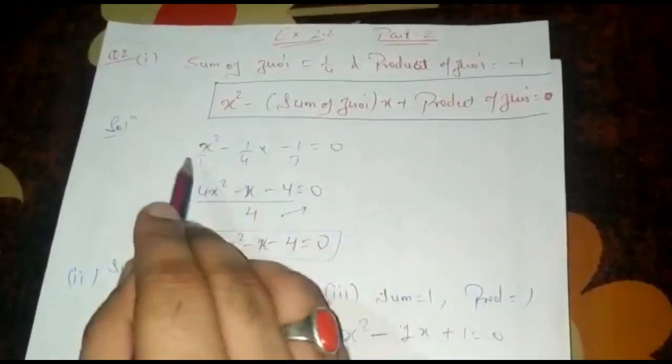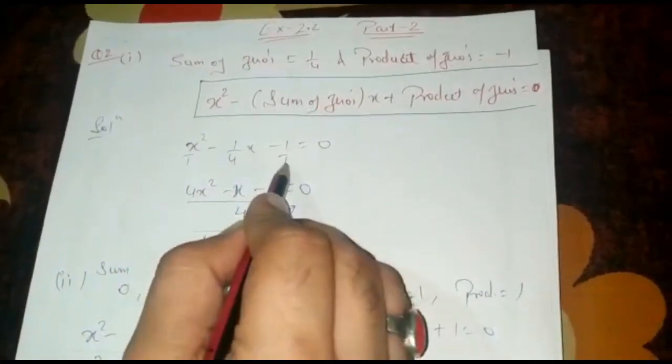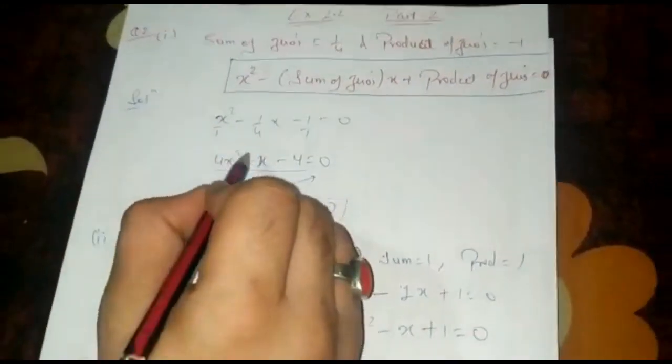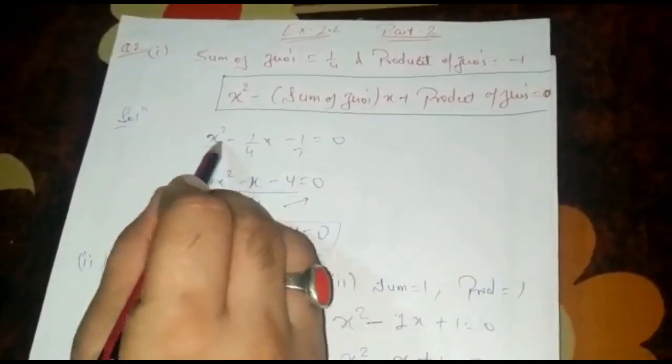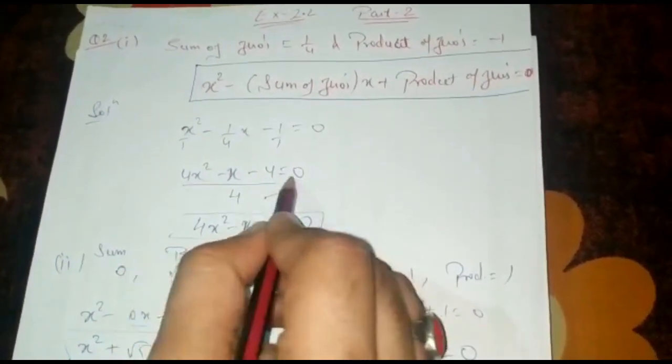Now we have nothing else to do, we have to take the LCM. When we take the LCM, here is 1, here is 4 and here is 1. As it is clear, 4 is the LCM, so 4 will be multiplied here. 4x square minus x minus 4, divided by 4, is equal to 0.